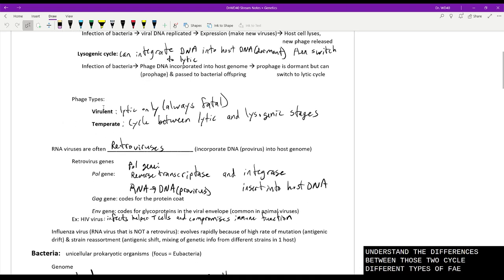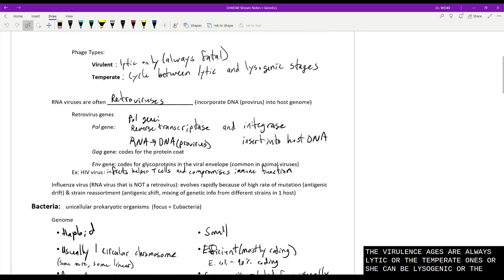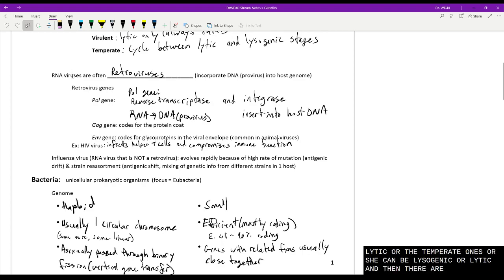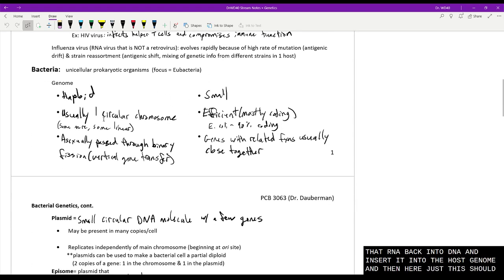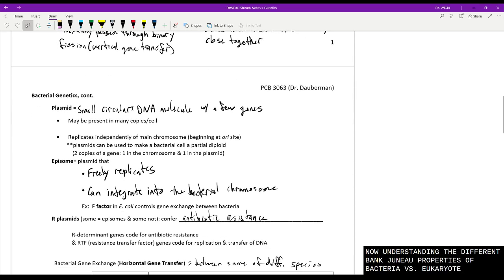Different types of phages: there are the virulent phages, which are always lytic, or the temperate ones, which can be lysogenic or lytic. And then there are some different types of viruses. They don't all contain DNA. Some are RNA, which are called retroviruses, which means they have an enzyme called reverse transcriptase, and also integrase, which can then turn that RNA back into DNA and insert it into the host genome. And then here, this should be just memory for you guys now, understanding the different genome properties of bacteria versus eukaryotes and so forth.